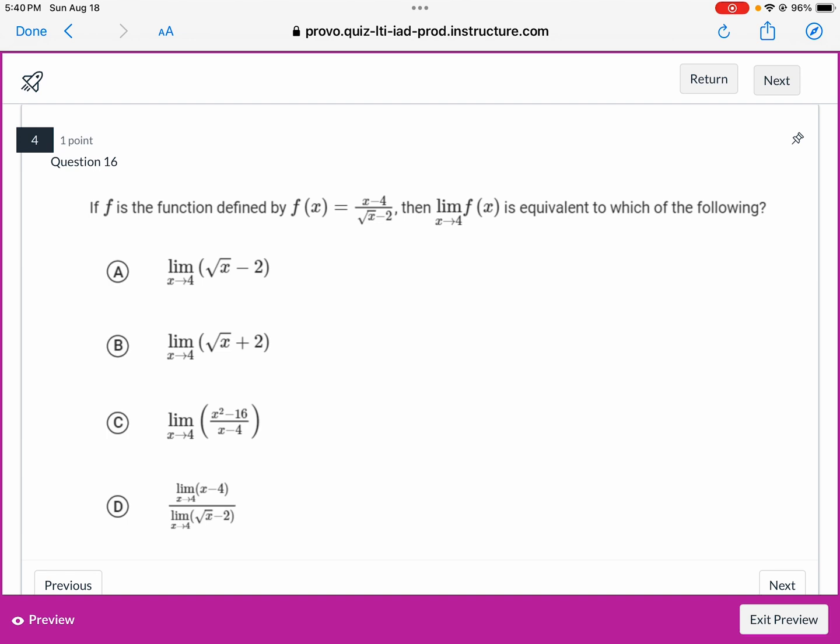You have x minus 4 on the numerator. You have the square root of x minus 2 on the denominator. So multiply the top and bottom by the conjugate of the denominator, and the conjugate of the denominator is the square root of x plus 2. If you multiply that to the top and bottom, don't forget that on the bottom you're going to want to distribute, and then just simplify from there. Then see which of these would be equivalent to that.